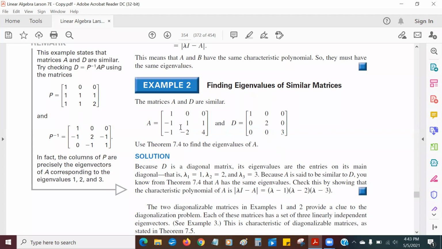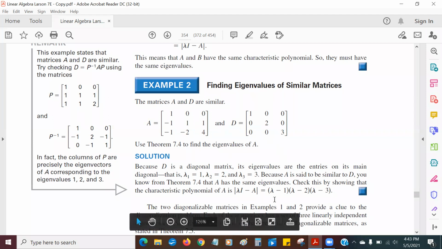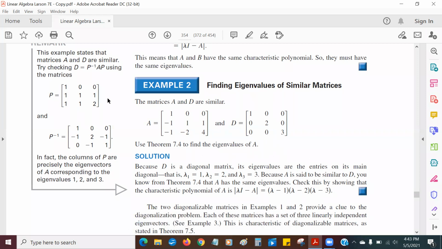And now what we like to do to check this is to take the characteristic polynomial of A. If you do it right, you should get lambda minus 1 times lambda minus 2 times lambda minus 3, which is exactly what you would get for D. So you'll see that it's actually true, but I want you to do that on your own.